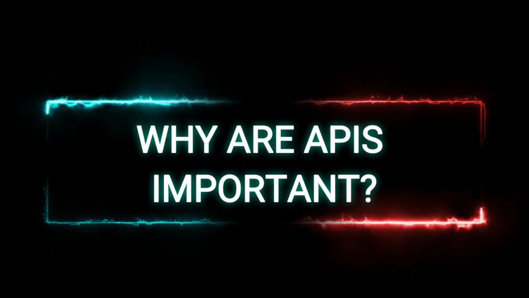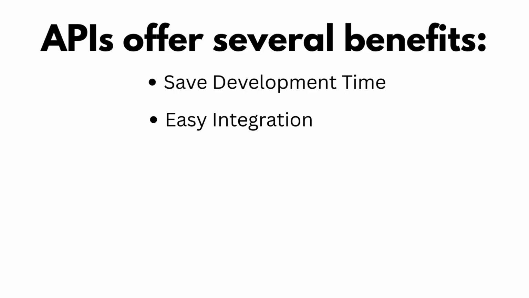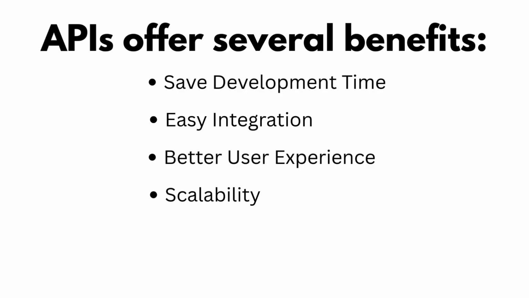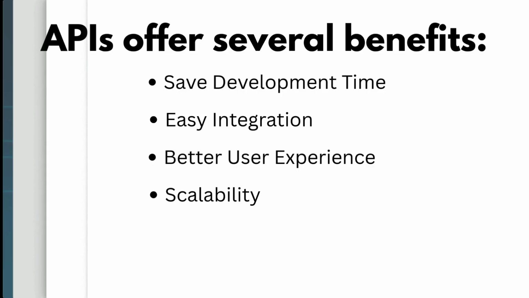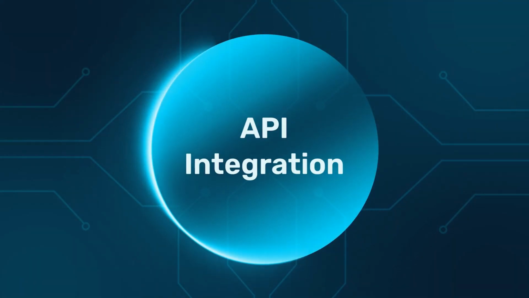Why are APIs important? APIs offer several benefits. Save development time. Developers don't need to build everything from scratch. Easy integration. Different systems can work together seamlessly. Better user experience. Users get access to more features and services. Scalability. Businesses can expand functionality without rebuilding their entire system. In short, APIs make software more powerful and connected.